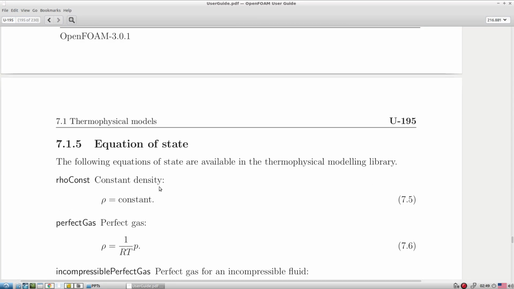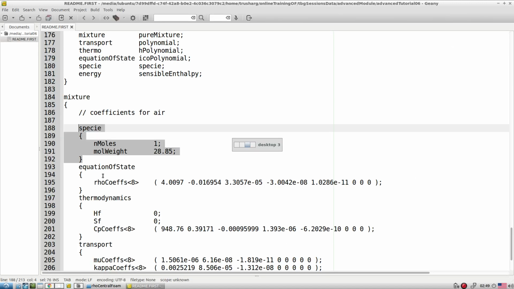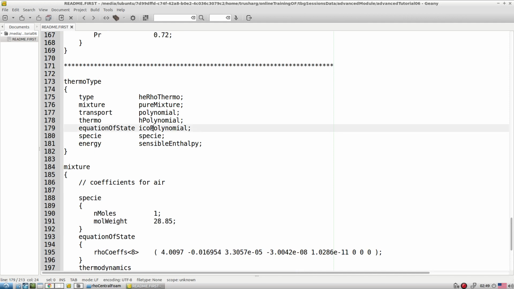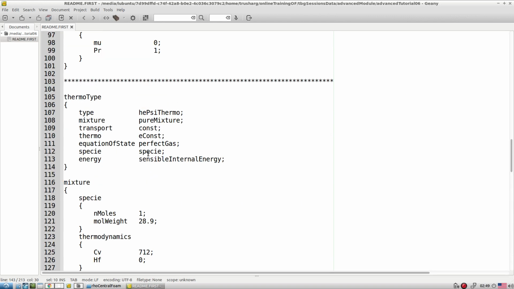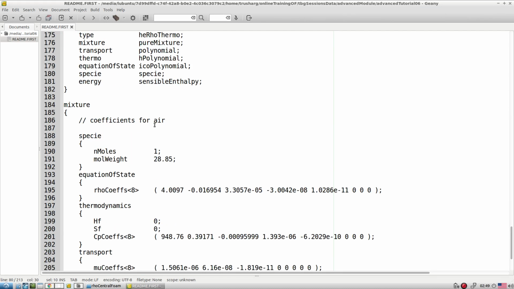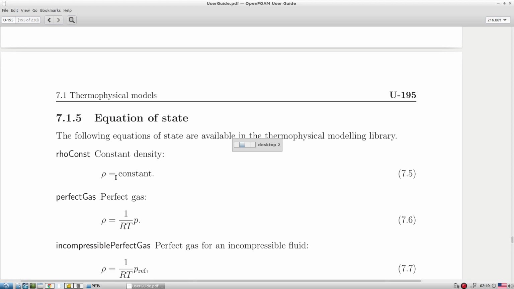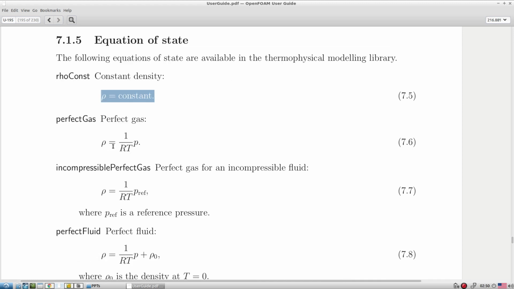Then when we talk about the equation of state, like rhoConst, what is going to happen? For the equation of state, we say rhoPolynomial, or you can say perfect gas. So rhoConst you can also specify. I don't have an example here, but it is mentioned what different entries are possible, like rhoConst, where rho is a constant value. For perfect gas, we have the perfect gas equation, and from that we quantify the rho. So 1 over RT is nothing but psi, the compressibility.